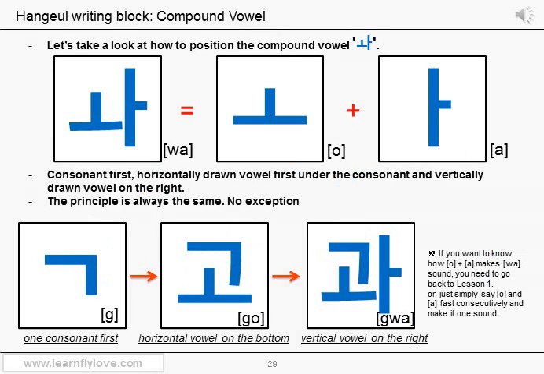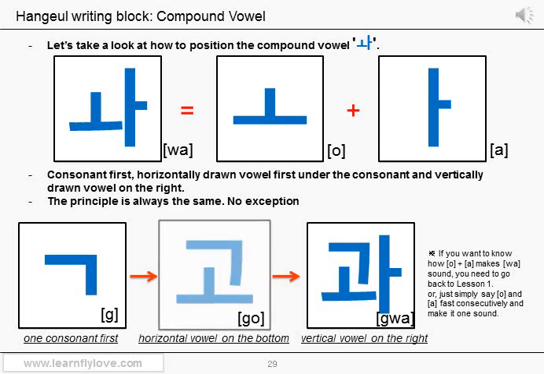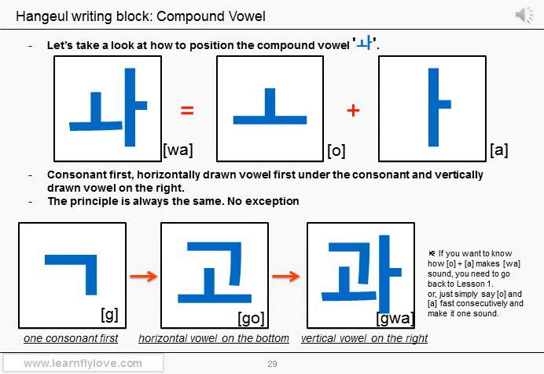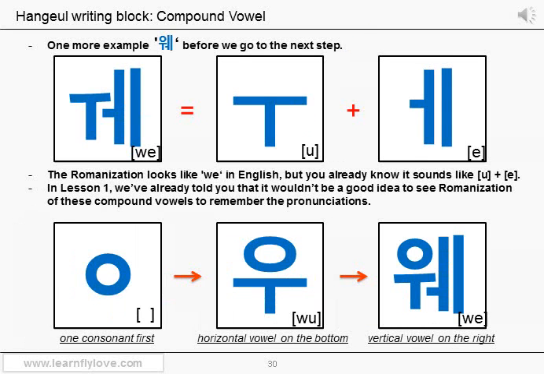Let's see the example for the compound vowel wa. You already know how this compound vowel is pronounced. Wa, right? O plus a, wa. Okay? Let's put the consonant g and see how it's pronounced. G, 고, 과, 과. Okay? Or 그, 와, 과. Okay? It's not that difficult.